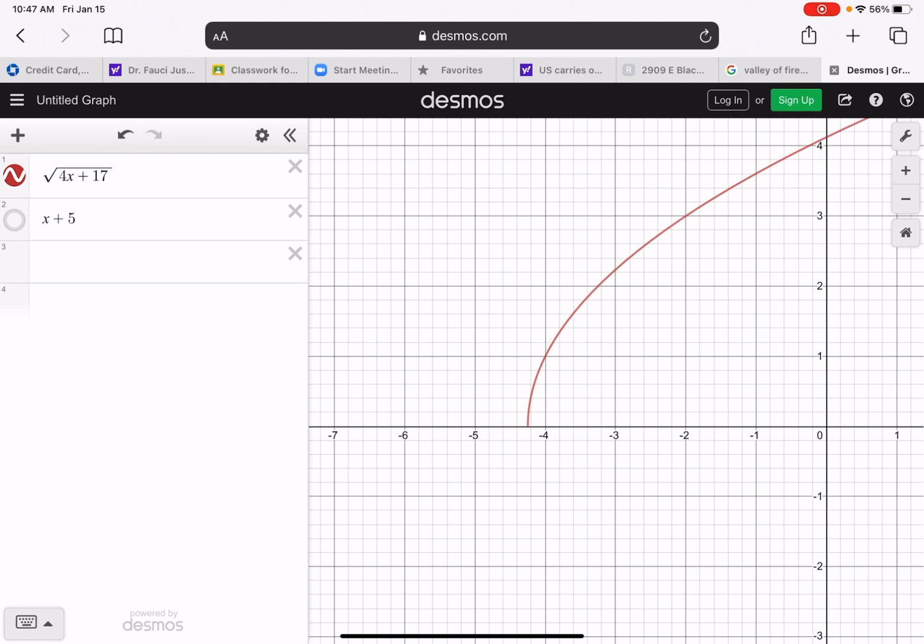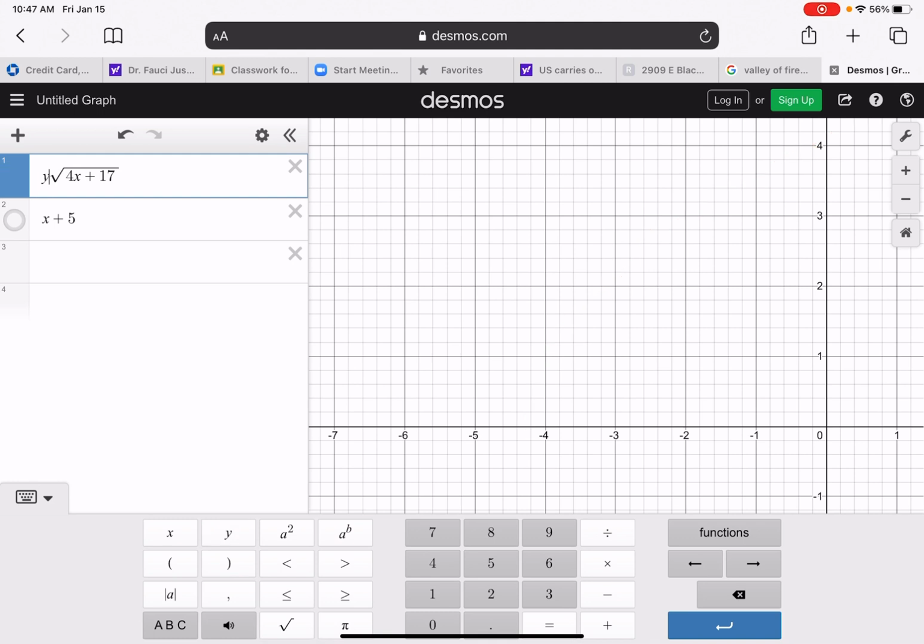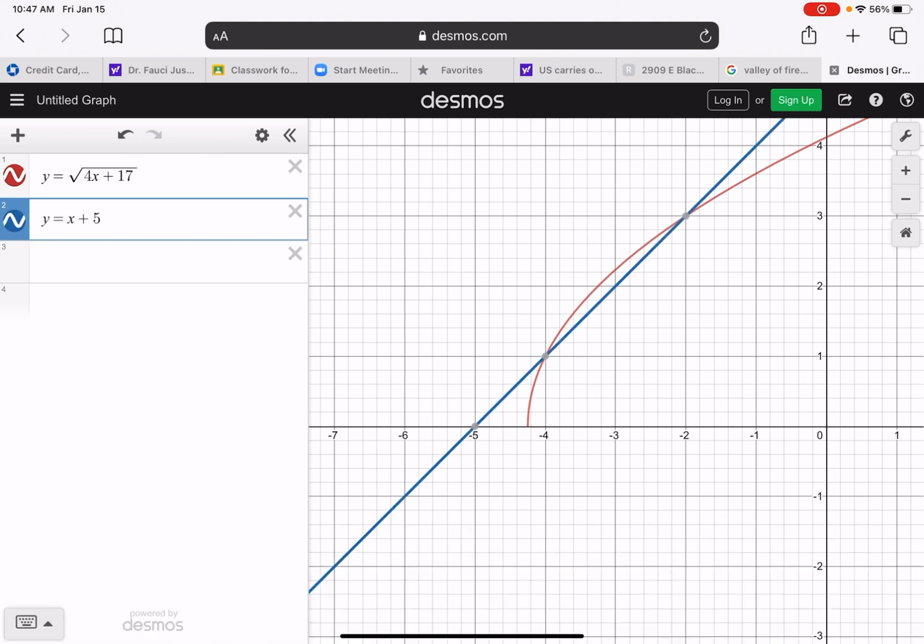We knew that's the graph of the square root equation. And then if we graph the next one, which is a linear equation, it's a line. We notice that these two graphs intersect at 2 points, and these 2 points are exactly at (-4, 1), which is one of the solutions, and (-2, 3), which is our second solution.